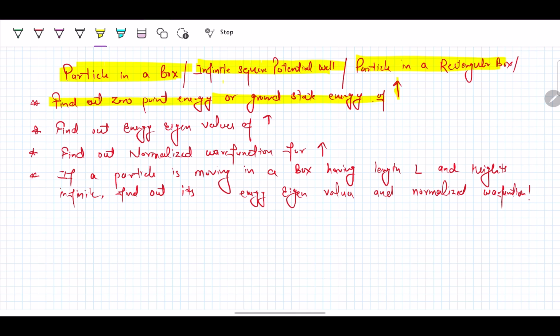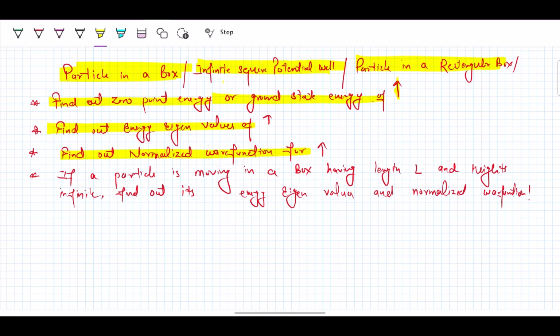You may have a question related to finding the energy eigenvalues of a particle in a box or infinite square potential well or particle in a rectangular box. You may have a question related to the normalized wave function for a particle in a box, infinite square potential well and particle in a rectangular box.